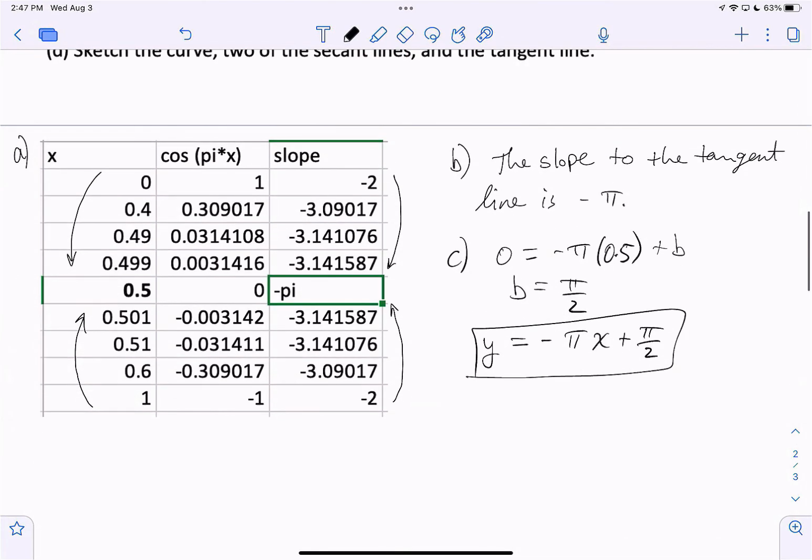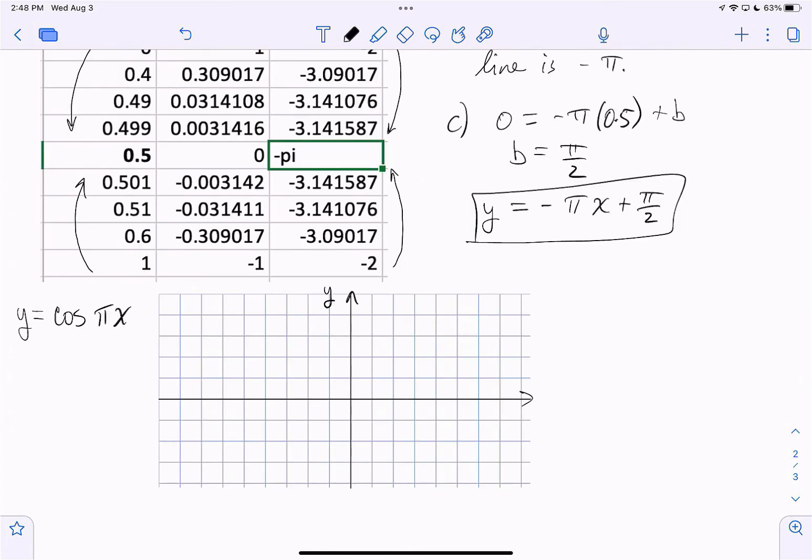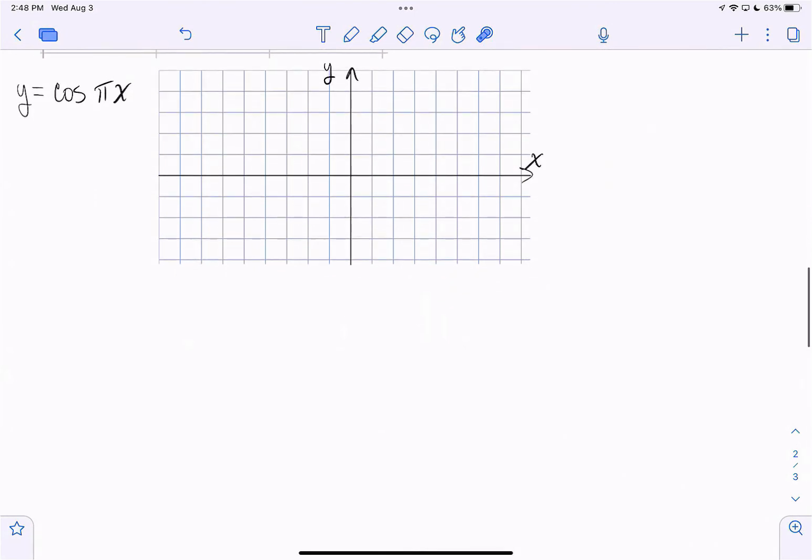y is equal to negative pi x plus pi over 2 is the equation of the tangent line. And then we're to sketch the curve and a couple of the secant lines. Now, for presentation purposes, I'd like to do this using a graphing utility, but I want you to see how we can quickly sketch the graph of something like y equals the cosine of pi x. The period is going to be 2 pi divided by the coefficient of x, so 2 pi over pi, which is 2. And so I'm just going to mark a 2 on the x-axis here, and a 1, and little marks at 1/2 and 3/2.